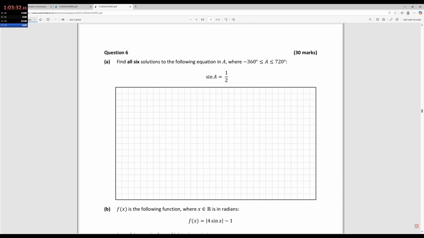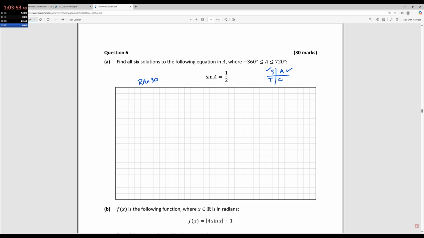Find all 6 solutions in between minus 360 and 720. Okay, now I did mention to some of them that you might have to go backwards sometimes, so hopefully they copped onto that, but we'll see. Sine is going to be here and here. Sine inverse, so my reference angle is going to be 30. I should write that in the box technically, I suppose.